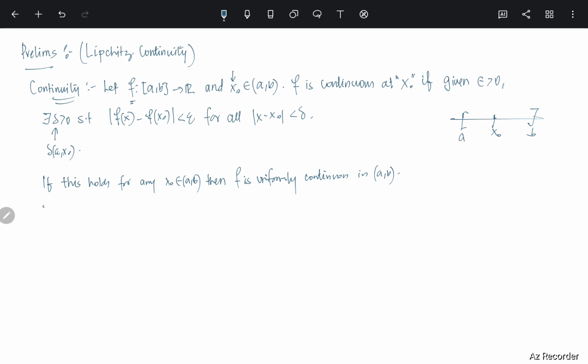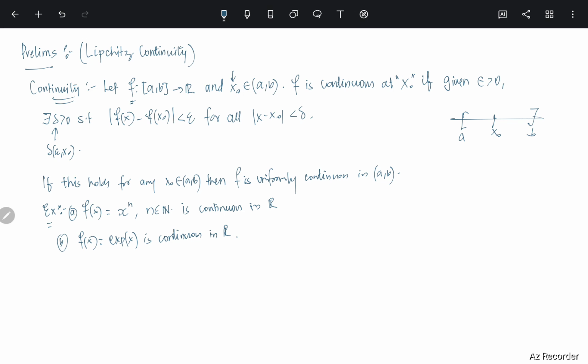Now what are the examples? We already know that f(x) equals x squared, and any polynomial, x to the power n with n a natural number, is continuous in R. It doesn't matter what interval you take, it is R. And also you can have f(x) equals the exponential of x, which is also continuous in R. Similarly, there are lots of other examples which you can construct in R.